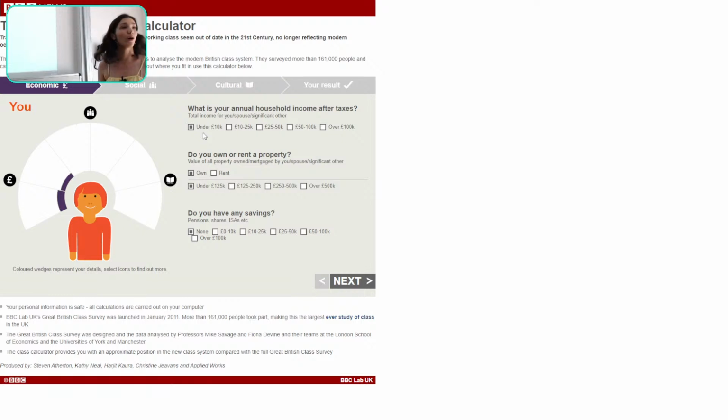So, do you own or rent property? I do not. Okay, so you rent. So do you have any savings? Only very little, so that's none, basically. I love that it says none and then 0 to 10. What is 0 something?